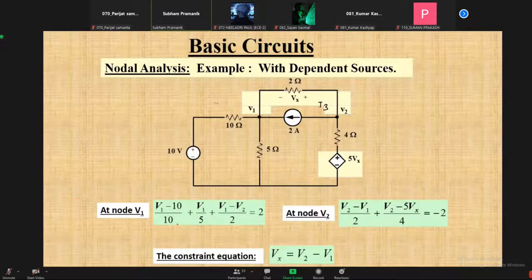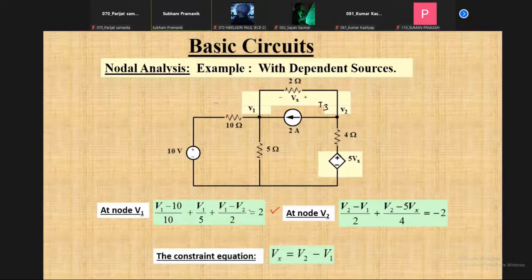You can multiply the first equation by 10 to get rid of the denominators. You can multiply this by 4. So what do we have? V1 minus 10 plus 2 into V1 plus 5V1 minus 5V2 is equal to 20, or 3 plus 5, 8V1 minus 5V2 is equal to 30.